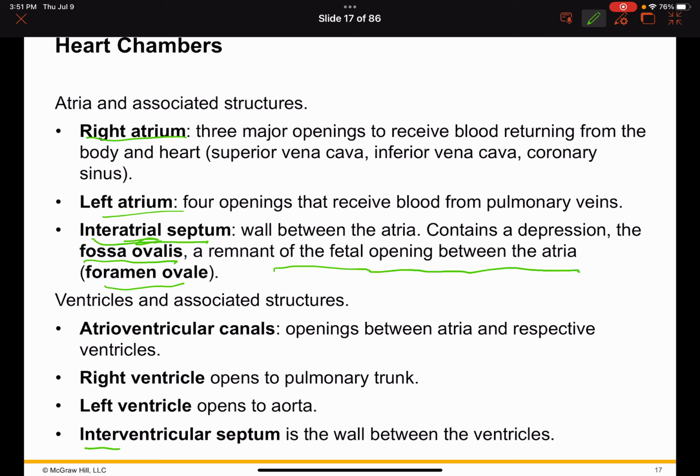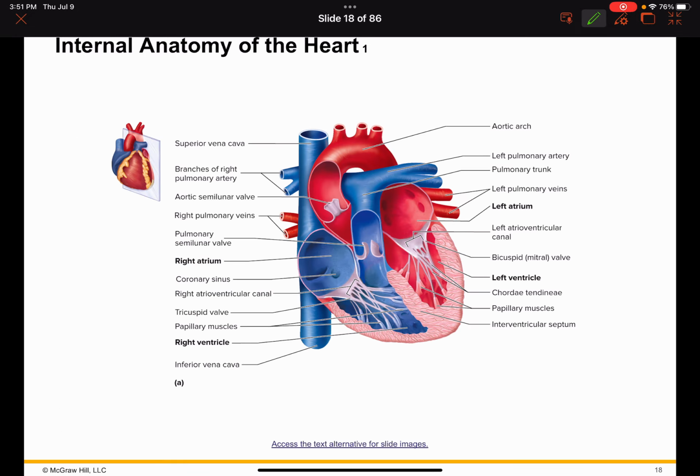Then also there is a septum in between the ventricles, which is called the interventricular septum. So we can see all these things on this slide. Like we said, there are 4 chambers, 2 atria right and left, 2 ventricles right and left. Think about this right side to left side.